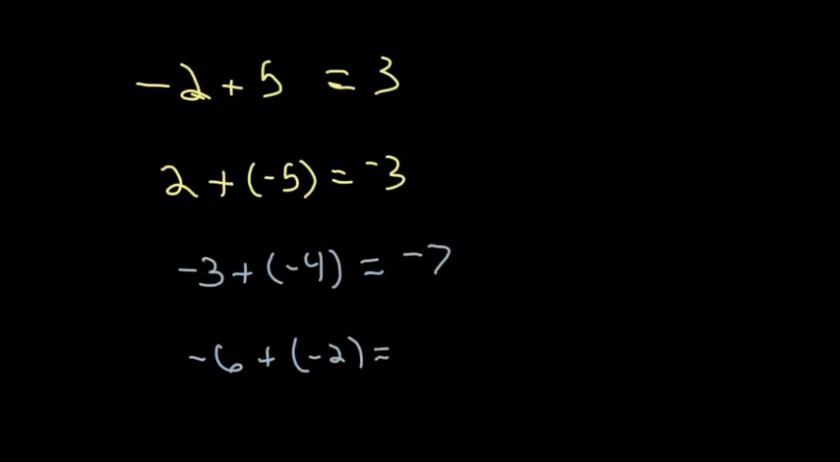Same thing on the next one. I've got -6 plus -2. So I owe my mom $6 and I owe my dad $2. So how much do I owe? I owe $8.